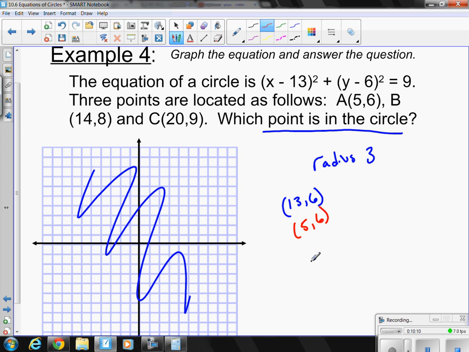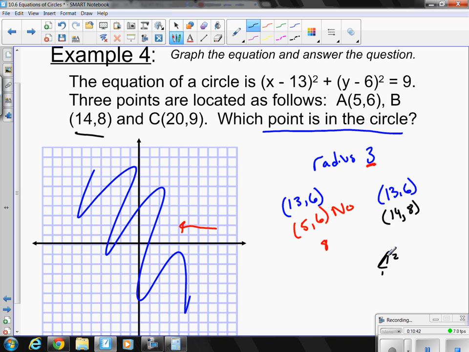Changing my x's, I went over 8. From here this way over 8. And I didn't go up or down at all. So this is a distance of 8. So is that inside the circle if it's a radius of 3? No, that doesn't work. Try that again with the point (14, 8). I went 1 in the x direction, and I went up 2.